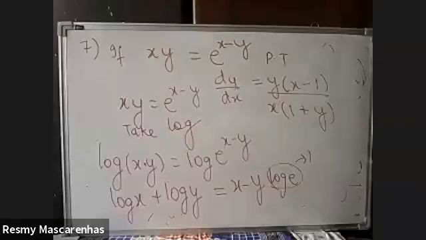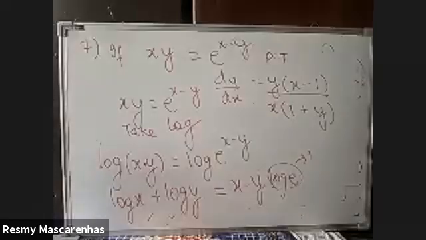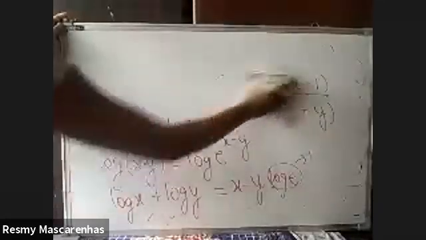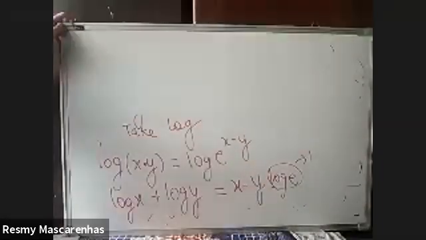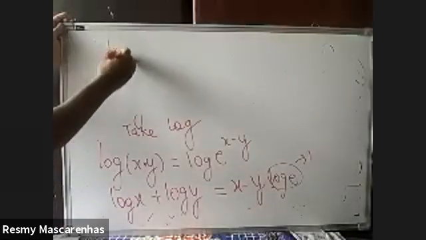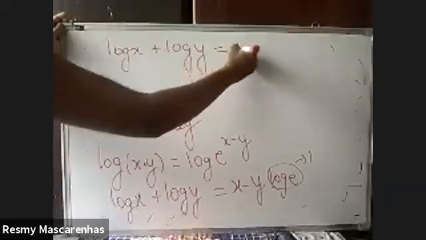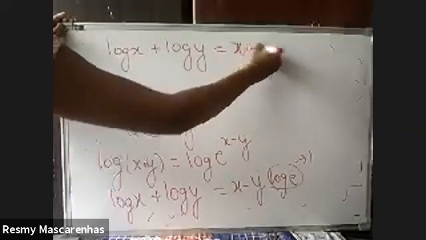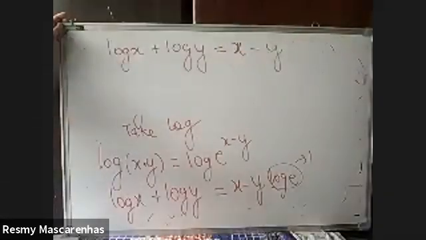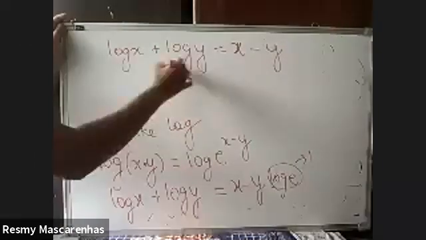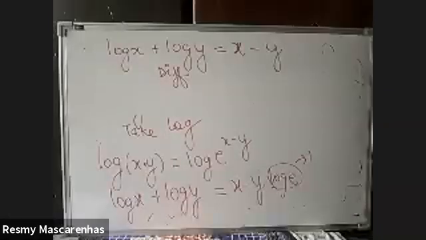Okay. So I'll just write back the equation. So what you will get is log x plus log y equals x minus y, because log e is 1. Now differentiate. It's very easy. No complicated things. Just straight away log x, log y, x and y.